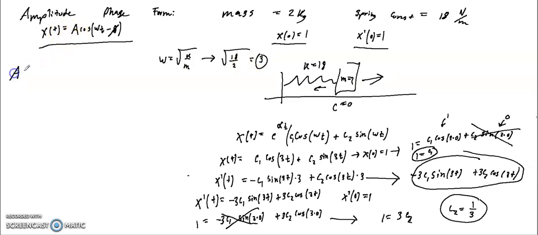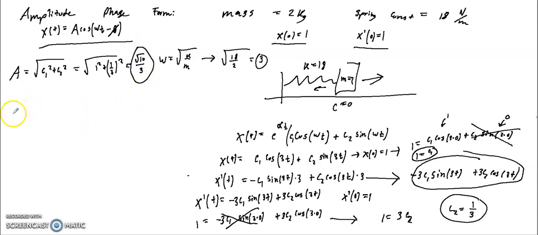And A is just the square root of c1 squared plus c2 squared. Where does that come from? I don't know. Khan Academy probably knows. You should watch him instead. But we have c1 equals 1, c2 equals 1/3. So 1 squared plus 1/3 squared. The square root of that equals radical 10 over 3.